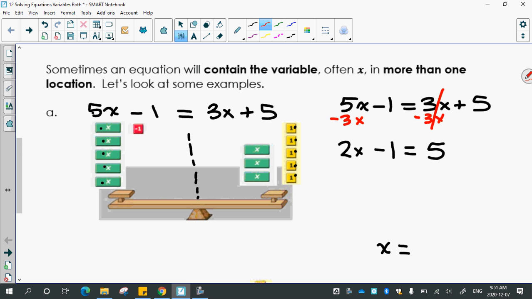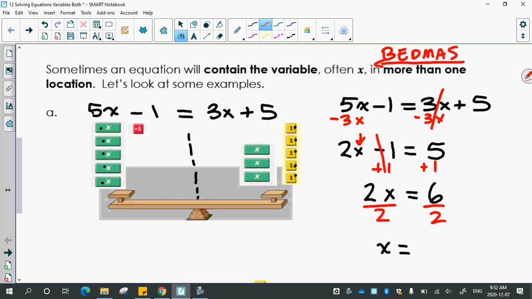Now I've got x only on the one side. And once I've got x on the one side, it just goes like it did before. Okay? I want to use reverse order of operations. So I want to undo any adding or subtracting on the side that has x. So the first thing I had to do was get the x in one spot, okay? Then it just goes like it did before. So I want to undo the subtract one by adding one to both sides of the equals. So I have 2x equals 5 plus 1 is 6. Then I want to undo the multiplying by 2 by dividing by 2 on both sides, which gets me all the way down to x equals 3.